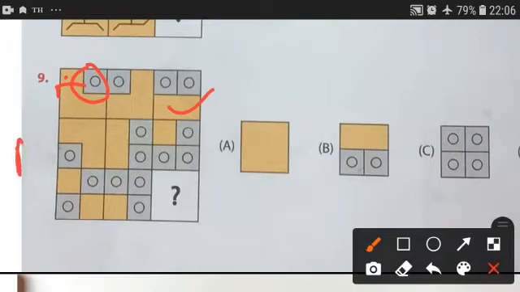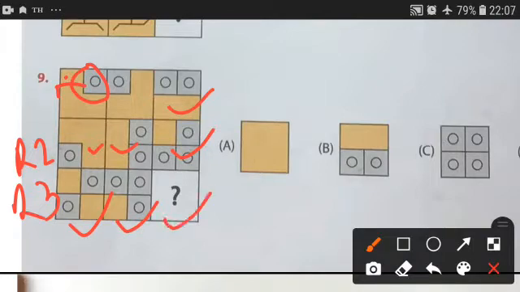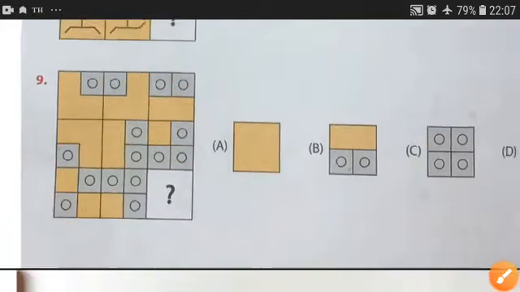Similarly, in row 2, this is only 1, this is 2, and this is 3. In row 3, 2 elements are there, then 3 elements are there, and at the last we will be having 4 elements, or 4 blocks in the given cell. So the correct answer will be option C.